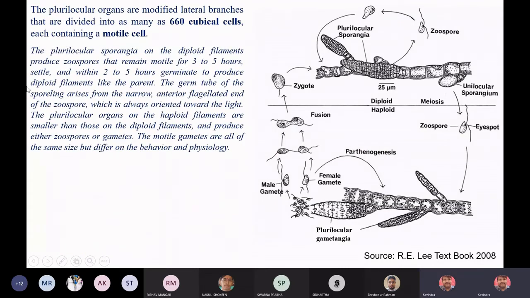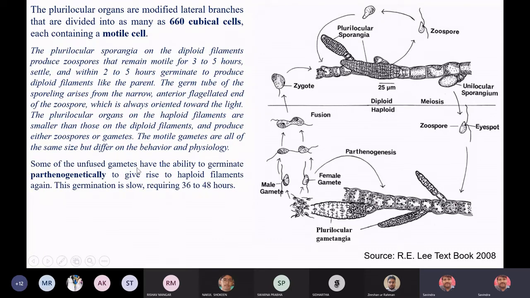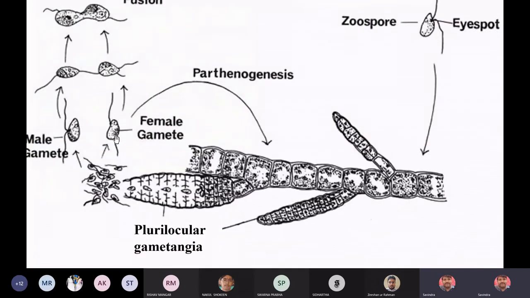Again, there is one more additional information. Some of the unfused gametes have the ability to germinate parthenogenetically. अब ये जो gametes हैं हमारे, this gametophyte will produce male gamete and female gamete. They will get fused, but some of these gametes may develop into the same kind of gametophyte with the process which is known as parthenogenesis. पार्थेनोजेनेसिस मीन्स कि हमारा जो गैमेटोफाइट है, it's not a product of the meiospore, it's a product of female gamete.